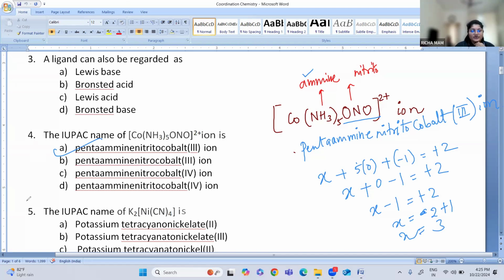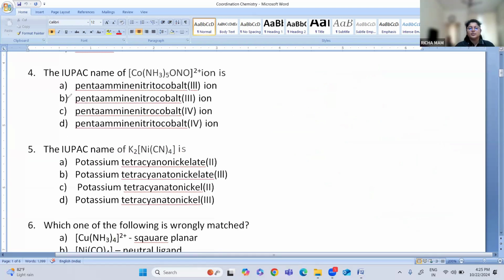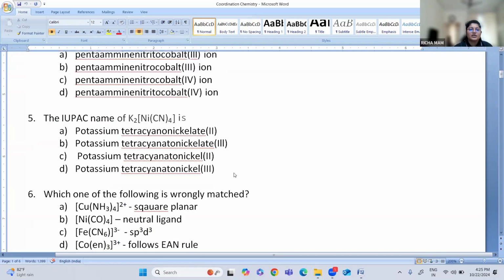Fine. Let us go for the next one. In this chapter, IUPAC nomenclature is very important, so you should be very perfect with it. Next, one more compound. You have to tell the IUPAC name of this particular compound. We are seeing the fifth question. The compound is K2[Ni(CN)4].